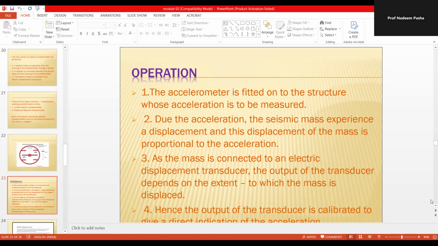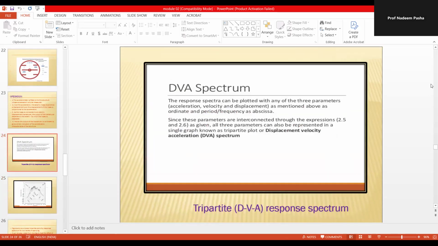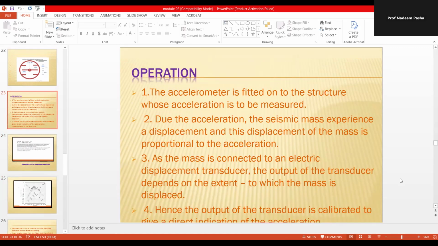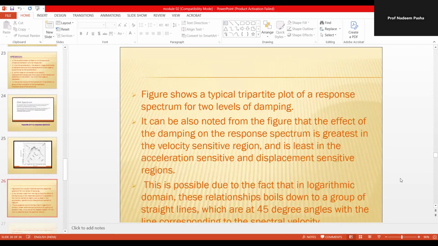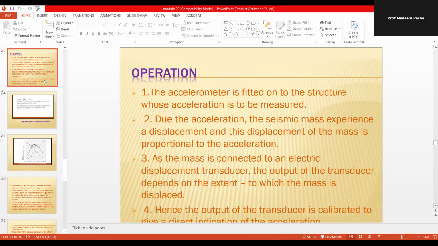As the mass is connected to an electric transducer, as the mass is displaced, the output of the transducer depends on the extent to which the mass is displaced. Hence, the output of the transducer is calibrated to give a direct indication of the accelerogram.